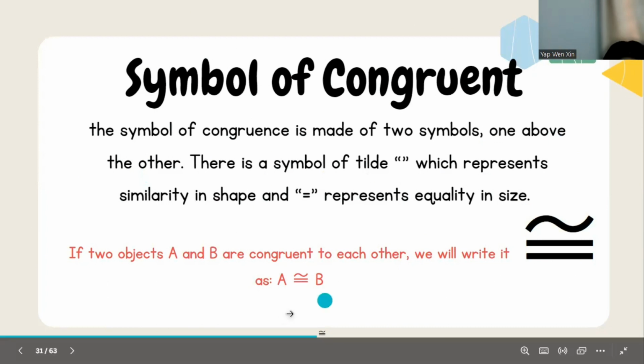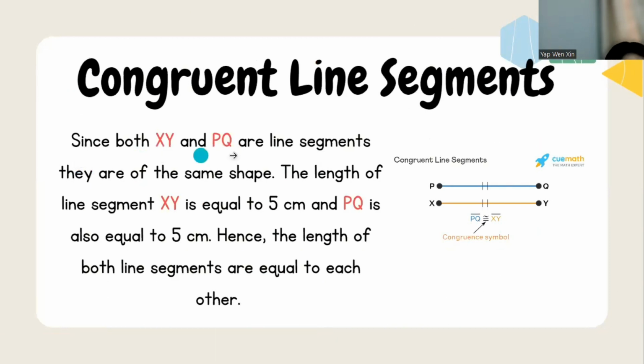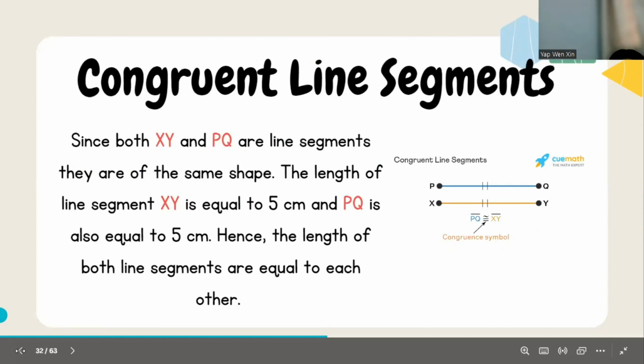This is the example. Congruent line segments. Since both XY and PQ are line segments, they are of the same shape. The length of line segment XY is equal to 5 cm and PQ is also equal to 5 cm. Hence, the lengths of both line segments are equal to each other.